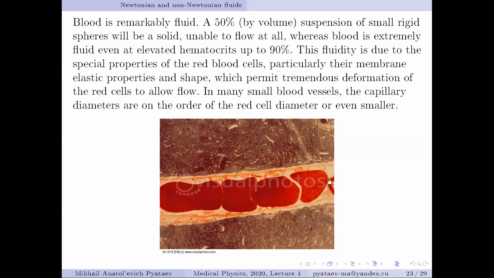So this is a microphotograph, I think, an electron microphotograph with false colors of blood cells inside a blood vessel, and one can see that the vessel is very narrow, smaller than the diameter of one red blood cell, but they have changed their shape. That's why they are able to cross this small capillary.